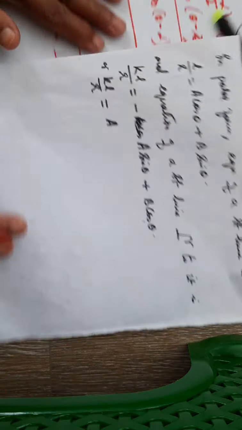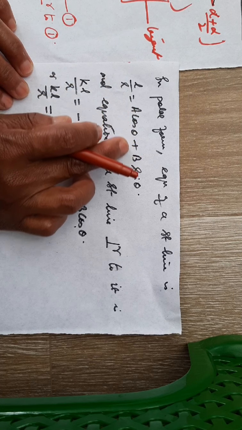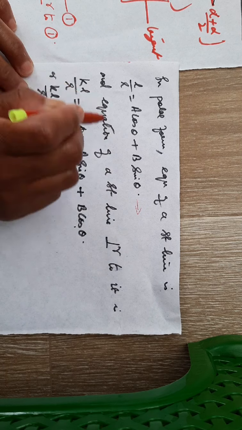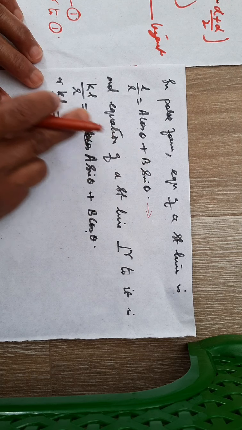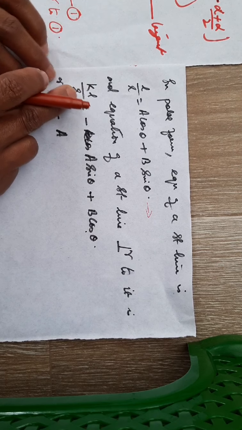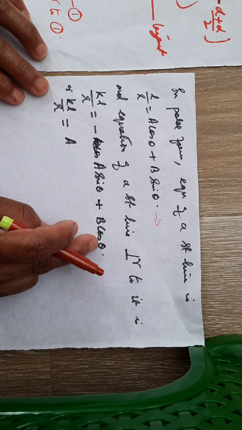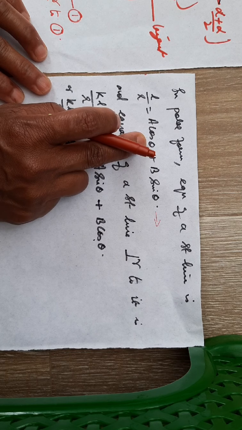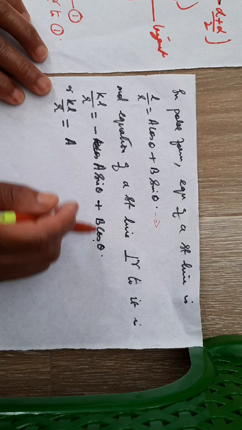Similarly, in the case of polar form, we know that L by R is equal to A cos theta plus B sin theta represents the equation of a straight line in polar coordinates. Then the equation of a straight line perpendicular to this one will be given by the formula kL by R is equal to minus A sin theta plus B cos theta. So this is the equation of the line which is perpendicular to this line.